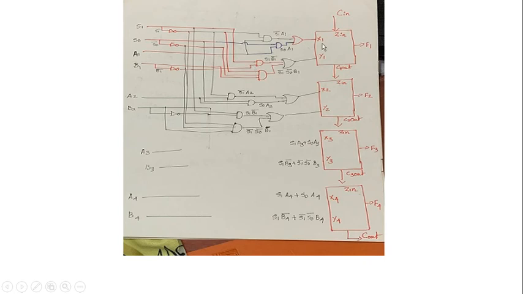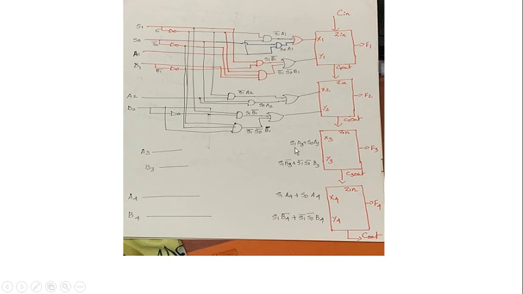Okay, so Xi is connected with a combinational circuit S1 bar A1 plus S0 A1, and Yi is connected with a combinational circuit S1 B1 bar plus S1 bar S0 bar B1. Similarly here for the second parallel adder circuit, S1 bar A2 plus S0 A2 is connected with X2 input. The circuit S1 B2 bar plus S1 bar S0 bar B2 is connected with Y2.